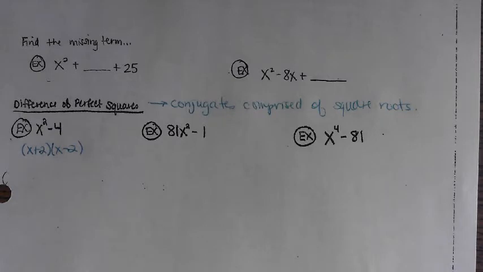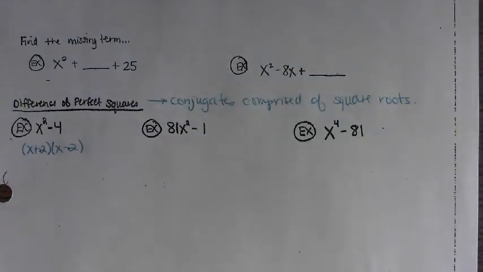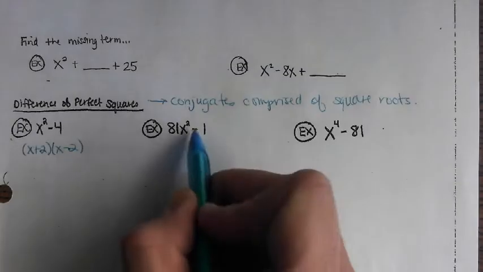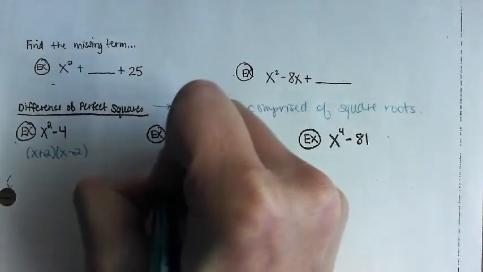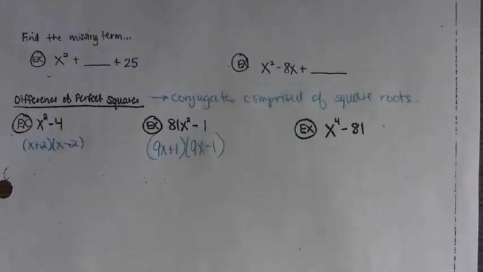Okie doke? What's the square root of 81x squared? 9x. And what's the square root of 1? 1. Is it the difference between those two? Yes, because it's minus, right? So 9x plus 1 and 9x minus 1.